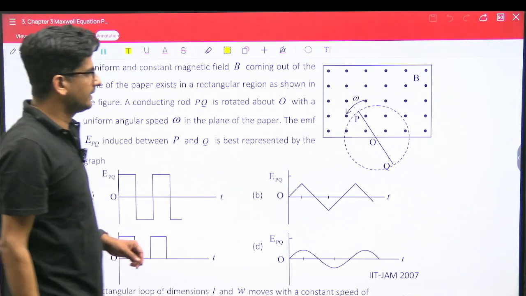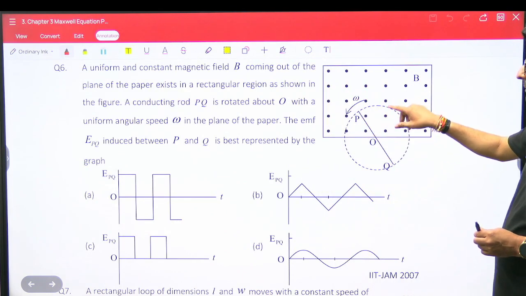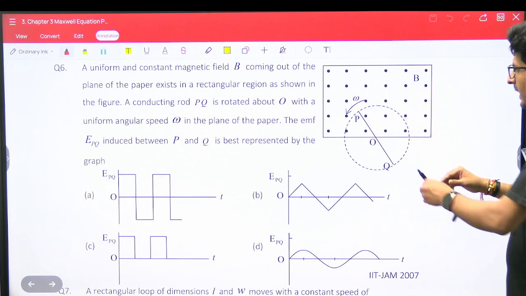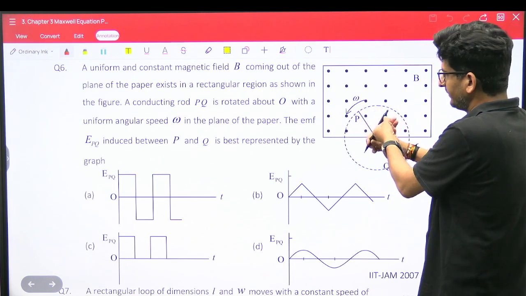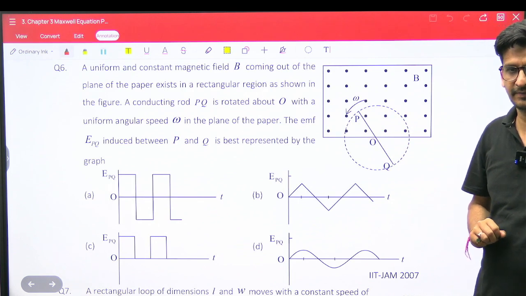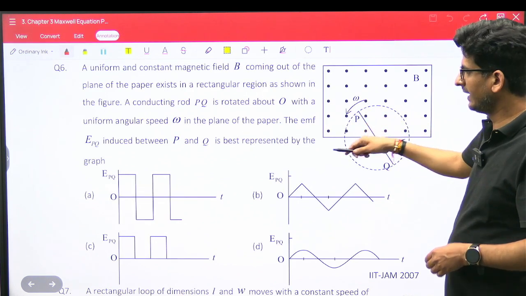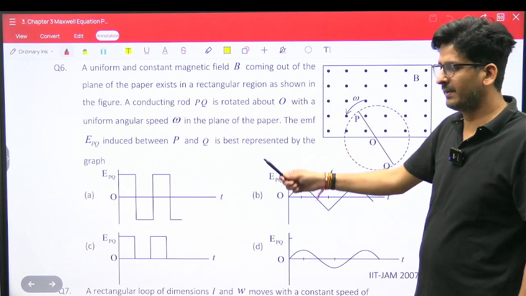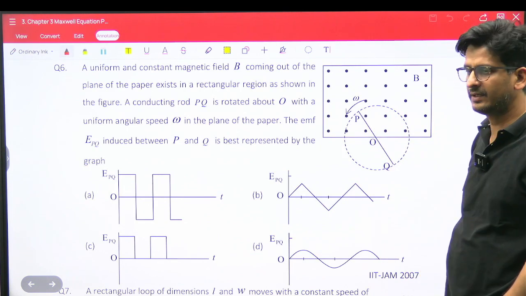So in this question, you have this magnetic field, and the magnetic field is perpendicularly outward. And this is the rod that is rotating like this. So obviously, this is a case of motional EMF. And this rod is rotating like this, and you have to tell me what is the induced EMF between P and Q.